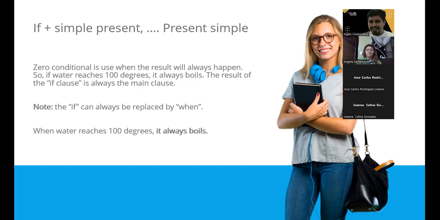Yes or yes, as we say in English, in Spanish, I mean. Okay, just know the example that we have here. It says, if water reaches 100 degrees, what happens? It always boils. That's the main sentence. But we have a conditional first.